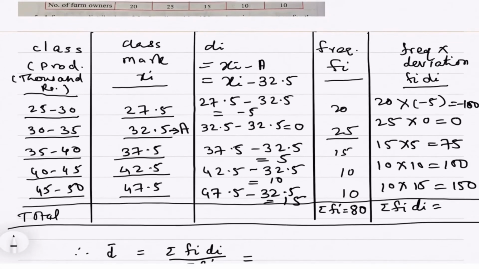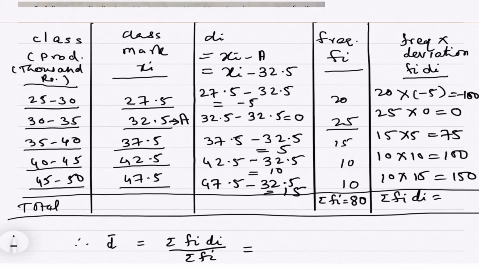Now, just like earlier, we want sum fi, that is 20 plus 25 plus 15 plus 10 plus 10 gives us sum fi as 80. Next, we want sum fi into di, sum fi di, which is minus 100 plus 0 plus 75 plus 100 plus 150, which gives us the addition as 225.